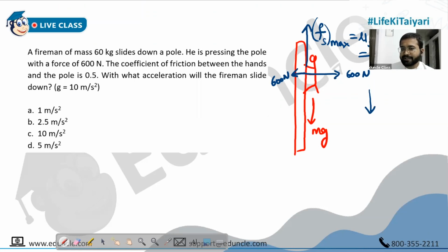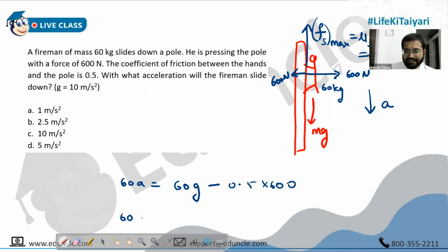Now the person is going to accelerate in the downward direction. The weight of this guy is 60 kg. So mass into acceleration, which is 60 into acceleration, is the force in the direction of acceleration, mg. So that's 60 into g, and the force in the opposite direction is friction, that's 0.5 into 600. So we have 60a. I'm taking g as 10, they have mentioned g as 10 anyway. So 60 into 10, that's 600.